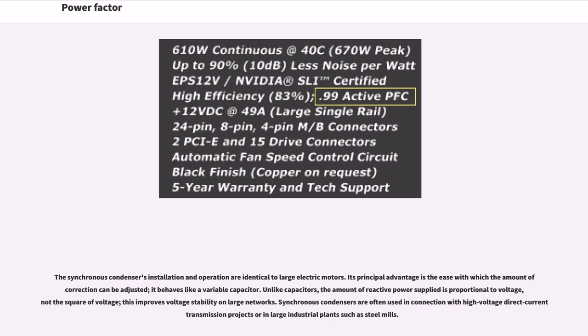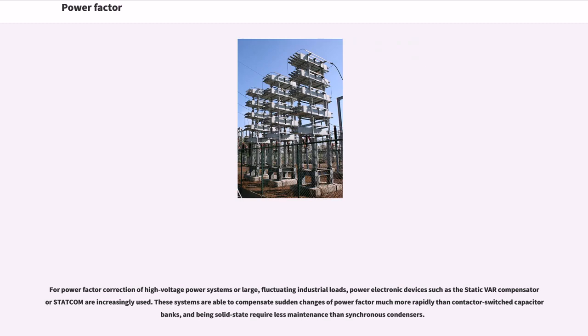For power factor correction of high-voltage power systems or large, fluctuating industrial loads, power electronic devices such as the static VAR compensator or STATCOM are increasingly used. These systems are able to compensate sudden changes of power factor much more rapidly than contactor-switched capacitor banks, and being solid-state, require less maintenance than synchronous condensers.